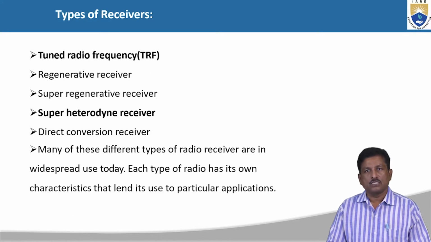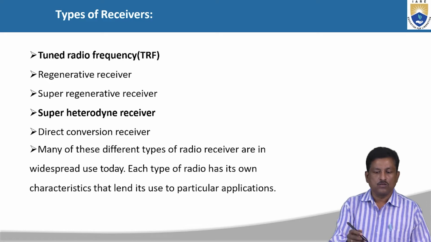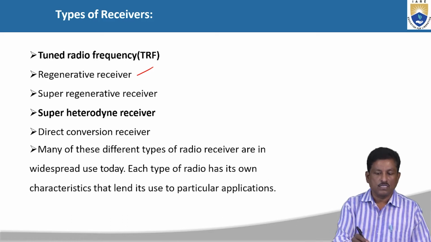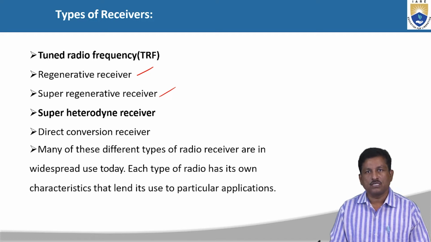Coming to the classification of the receivers. Based on the tuning of the frequency, we have two types of receivers. One is the TRF receiver, tuned radio frequency receiver, and under the TRF we have two types of receivers. One is the regenerative receiver, another one is the super regenerative receiver. These two receivers are under the TRF receivers only.